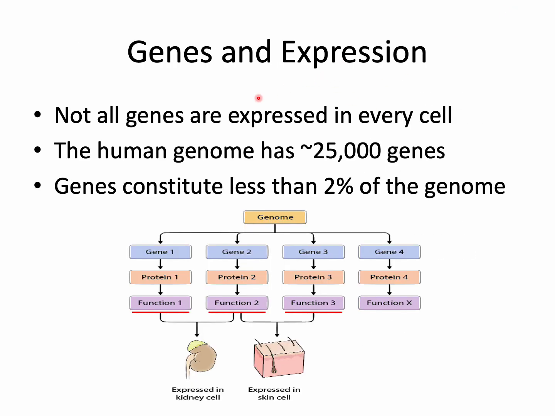Not all genes are active in every cell. The human genome has about 25,000 genes, and not all of them are expressed in every cell or every tissue or organ. This has significant functional implications, as different combinations of expressed genes lead to different phenotypes, like your organs. Also, genes make up less than 2% of our DNA. The rest include regulatory elements, non-coding regions that influence the gene's activity.